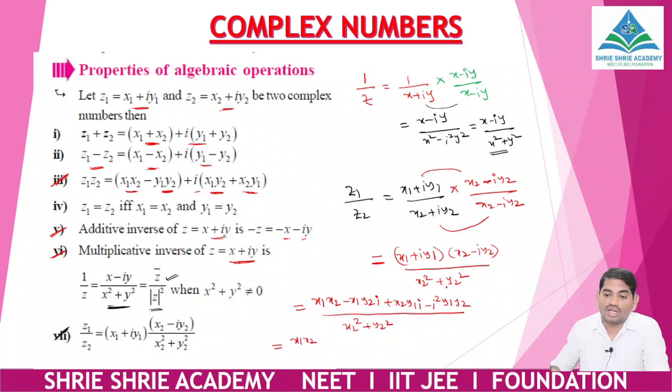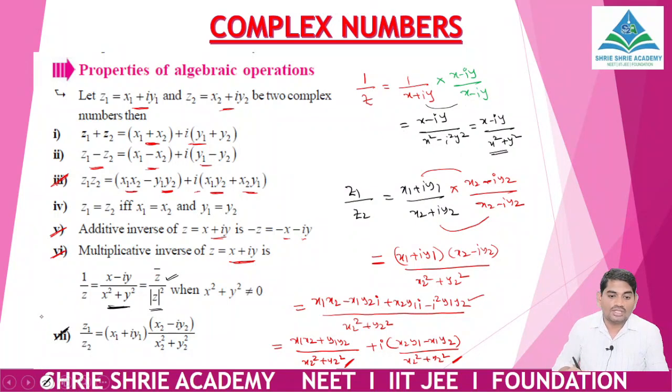x1, x2, and the last term here, iota square value is minus 1, minus of minus we get plus y1 into y2, whole divided by x2 square plus y2 square. If we take iota common, inside the bracket we get x2 y1 minus x1 y2, whole divided by x2 square plus y2 square. So this is the real part, x1 x2 plus y1 y2 divided by x2 square plus y2 square, and this entire thing is the imaginary part.